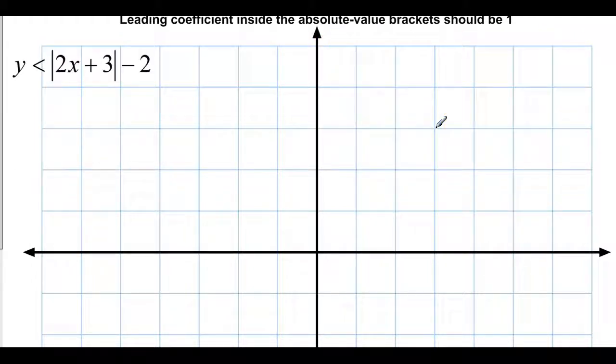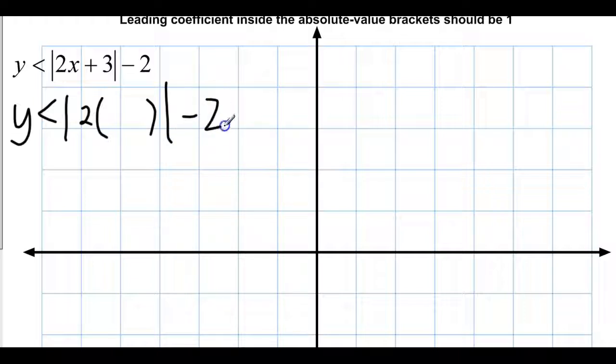So this one's kind of tough because it's got a 2 in front of there. I always want a leading coefficient of 1 inside of there. So I'm going to factor the 2 out. This is not really a GCF so much as I just need that coefficient to be 1. So it's going to be y less than the absolute value of, and I'm going to take the 2 out, so inside of those parentheses, inside the absolute value, it's going to be x. When I take a 2 out, I'm essentially dividing by 2, so this is going to be plus 3 over 2.